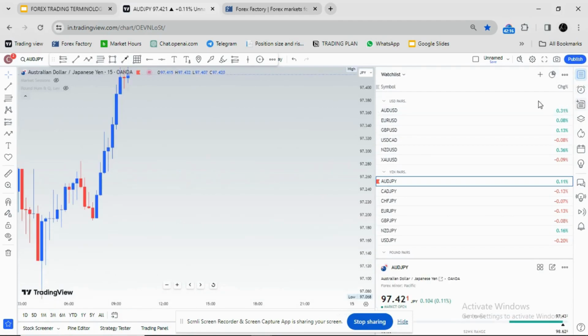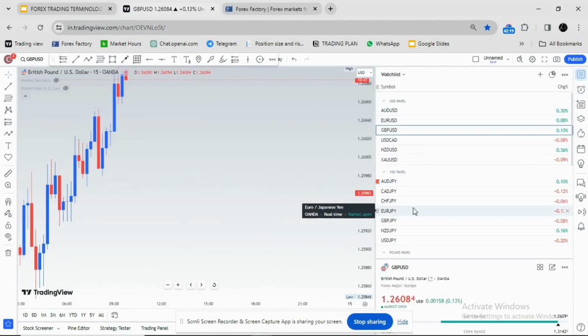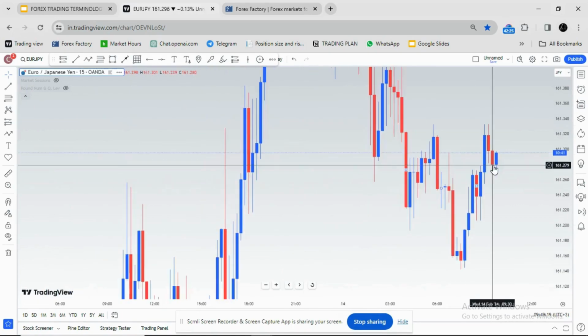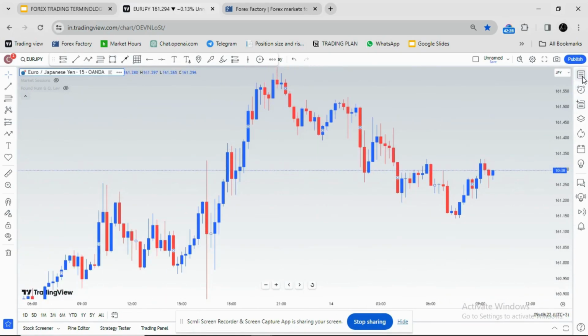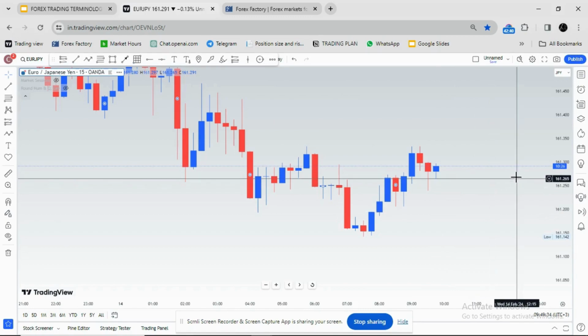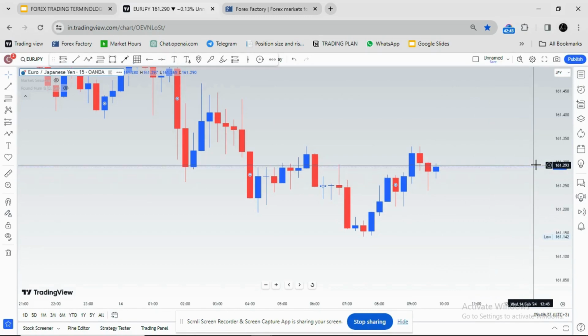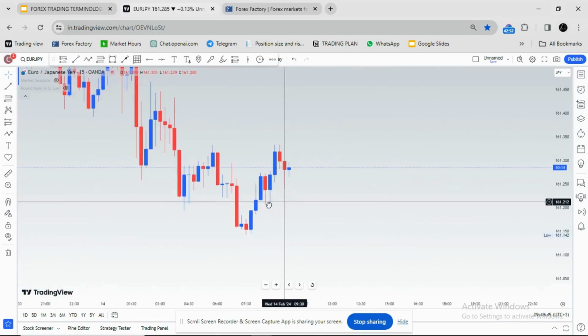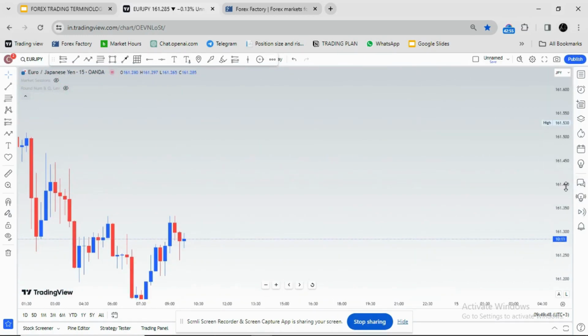Now let's go to something like Aussie JPY, or let's focus on Euro JPY. You see, for these ones, they have 3 decimal places here. This is Euro JPY. What that simply means is that right now, the price of Euro JPY is 161.293. It means you need 161.293 Japanese yen to buy 1 euro, right? Now, pips for yen pairs, we focus on the last 2 decimal places. That is the only difference.